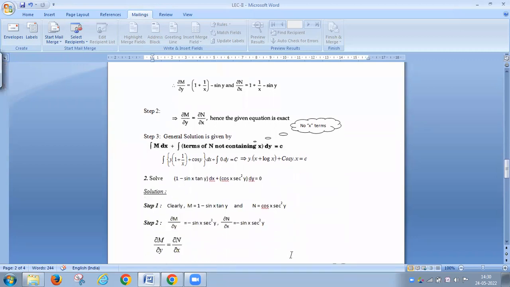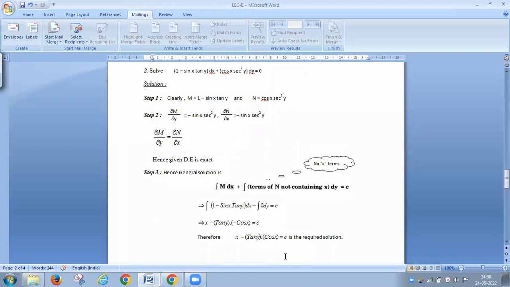Next, look at the second problem regarding this. Here they asked us to solve this differential equation: (1 − sin x) tan y dx + cos x sec² y dy = 0. We have to solve this differential equation. If you observe, the given differential equation is in this format, M dx + N dy = 0. What is M? This is M. M is (1 − sin x) tan y. N is this one. N is cos x sec² y.